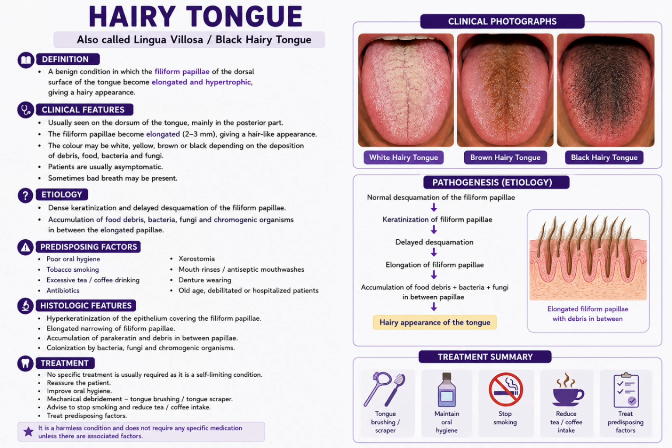As a result of this, food debris, bacteria and fungi all get deposited, and this makes it worse. Coming to the etiology, this can mainly be seen in people who smoke daily. In smokers this hairy tongue can happen, and also in those with poor oral hygiene.